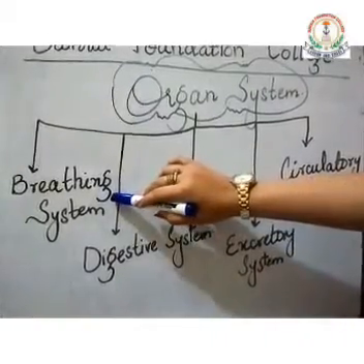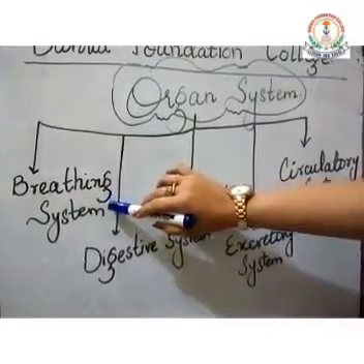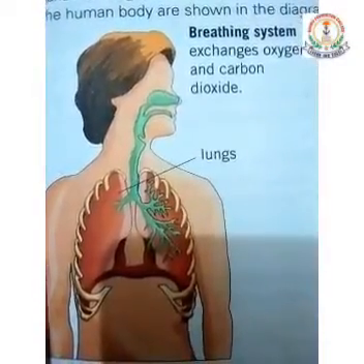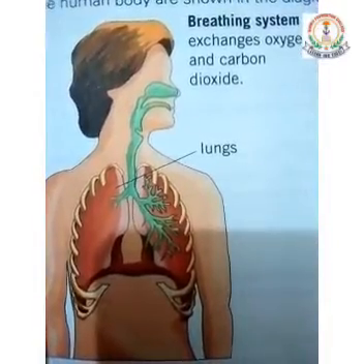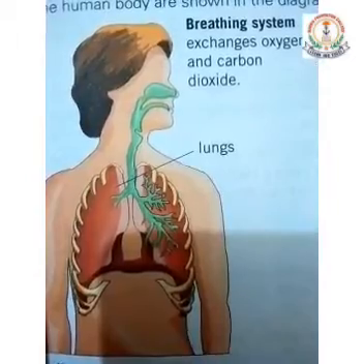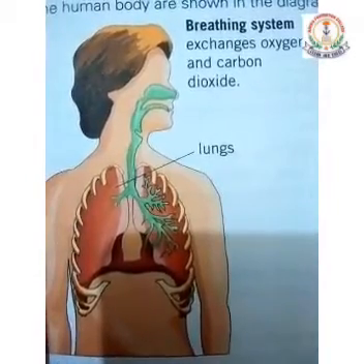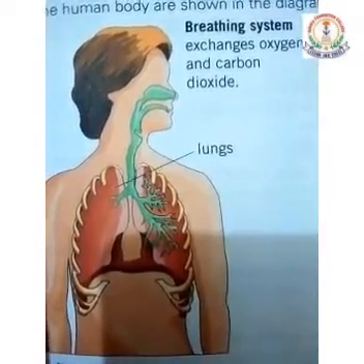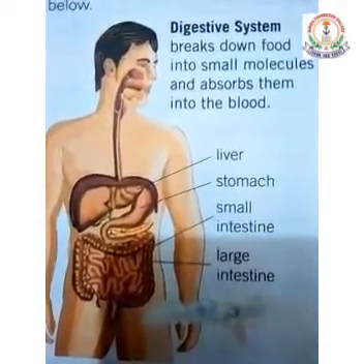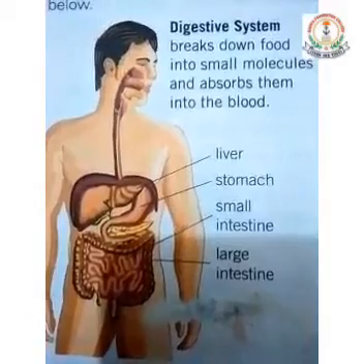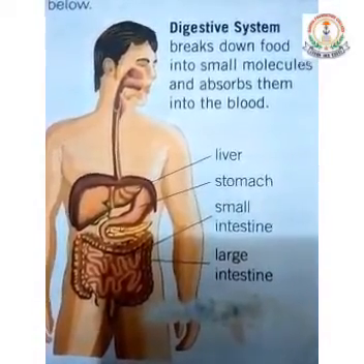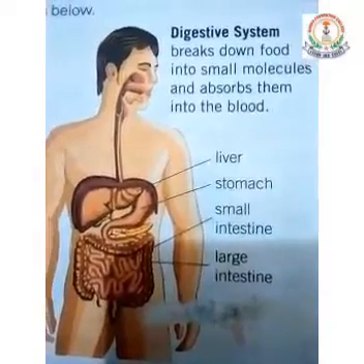Our breathing system exchanges oxygen and carbon dioxide. Here is the diagrammatic explanation of the breathing system. We exchange oxygen and carbon dioxide with the help of our lungs. Lungs are the basic organs working in this system. Then comes the digestive system, which is involved in the digestion of food. The liver, stomach, small intestine and large intestine are the organs of this system.